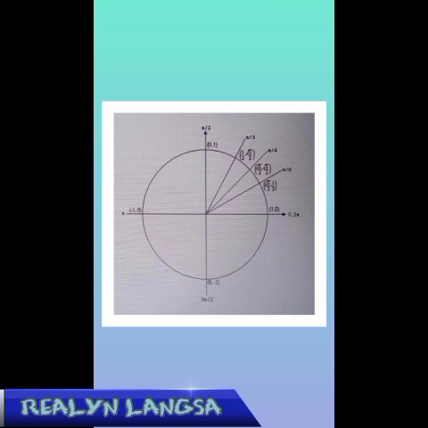So from the unit circle below, we can see that cosine of pi over 6 is equal to square root of 3 over 2, and also the sine of pi over 6 is equal to 1/2.